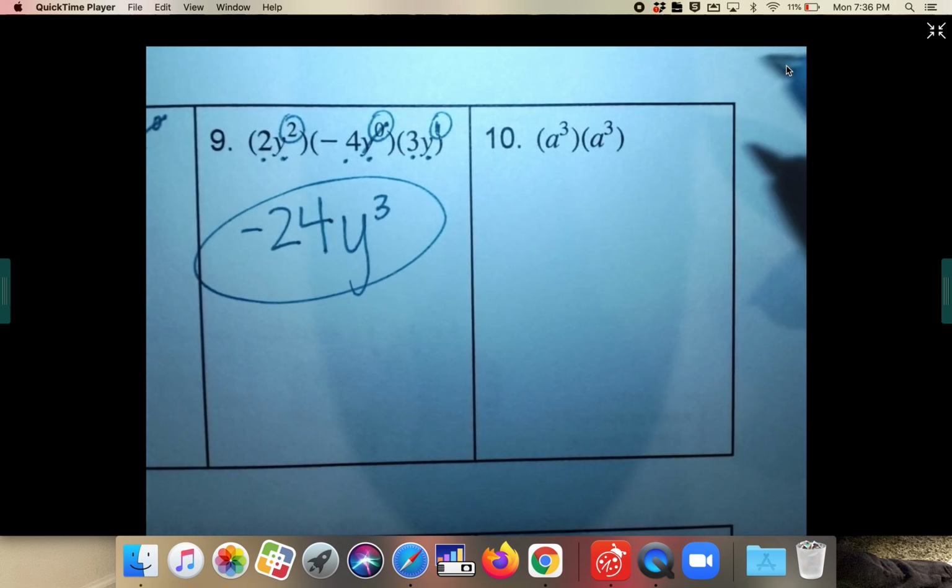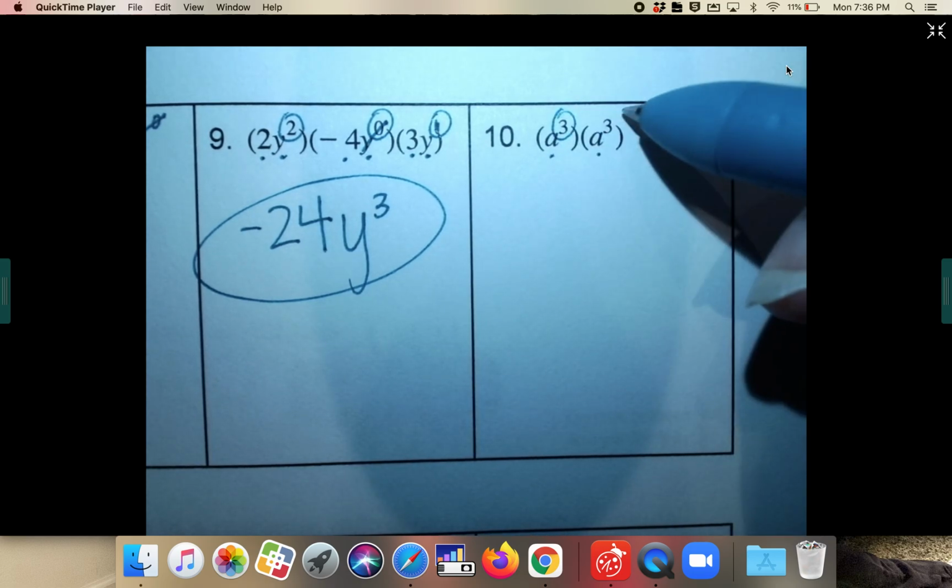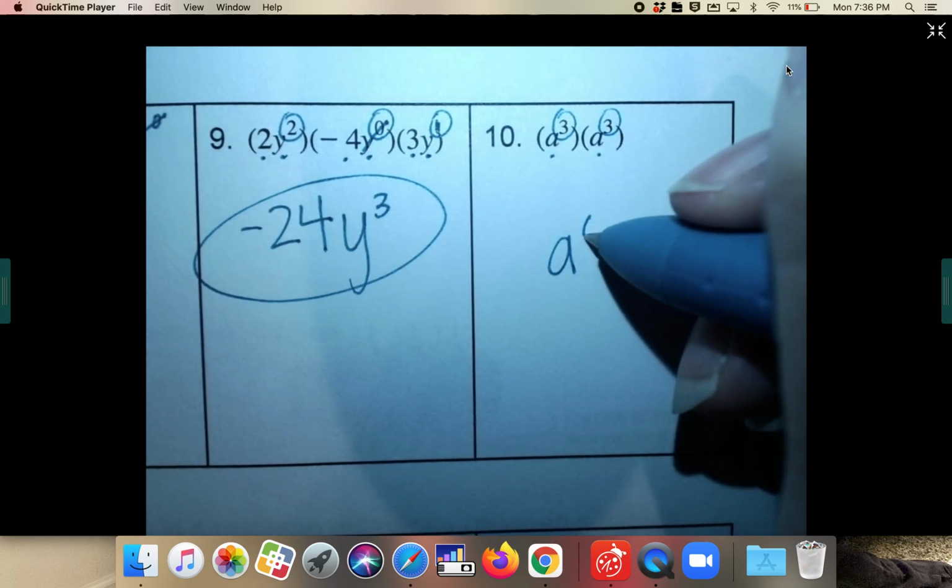Okay, 10 is super easy. Same base. That means their exponents get added. A to the 6th.